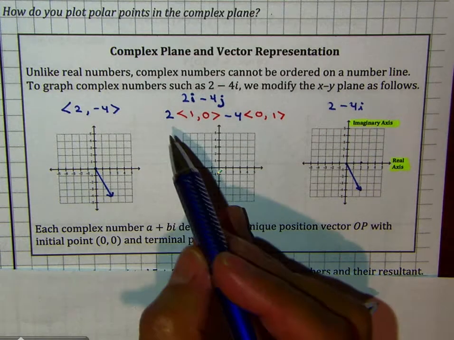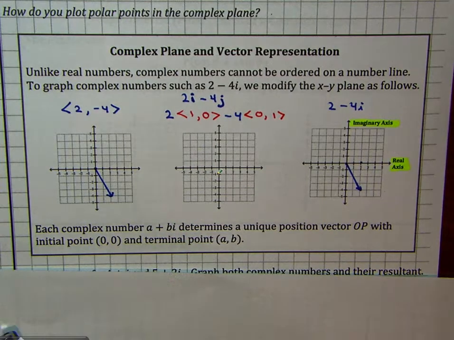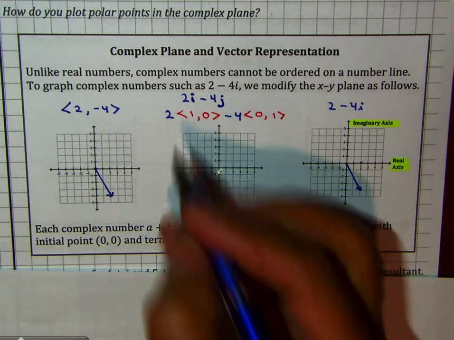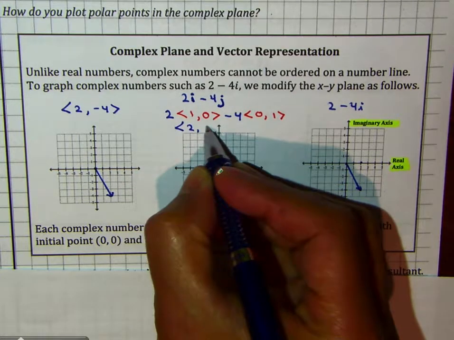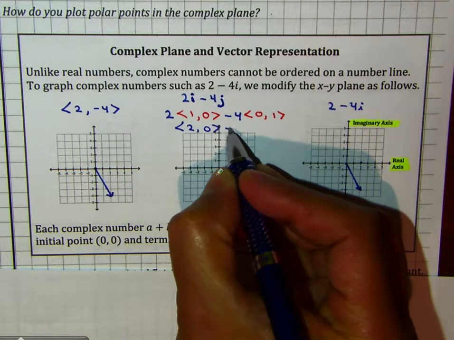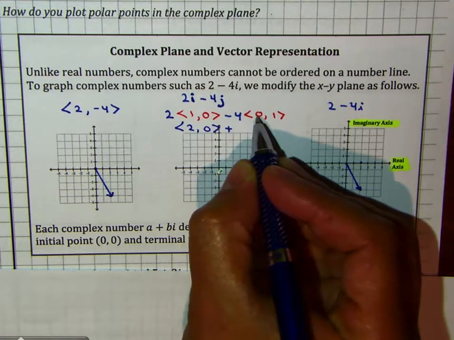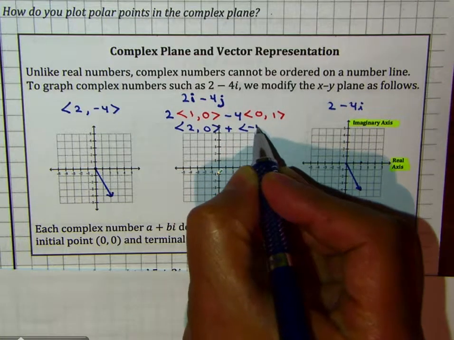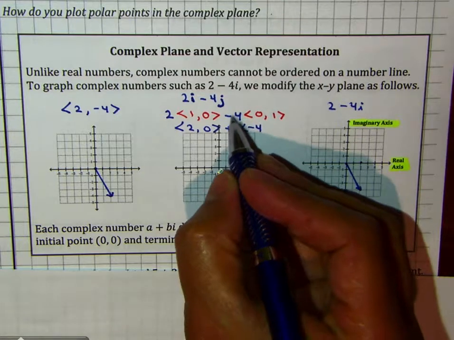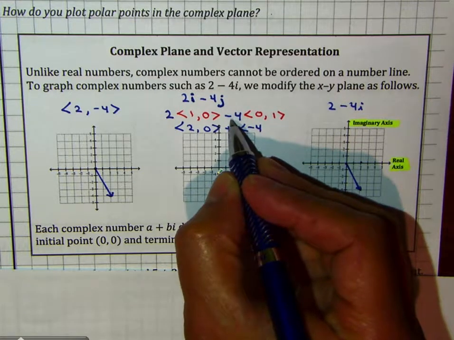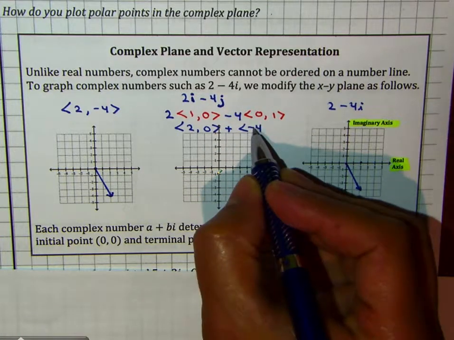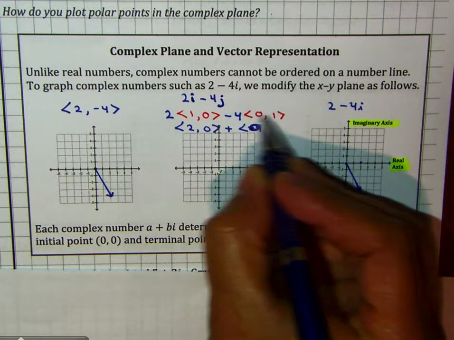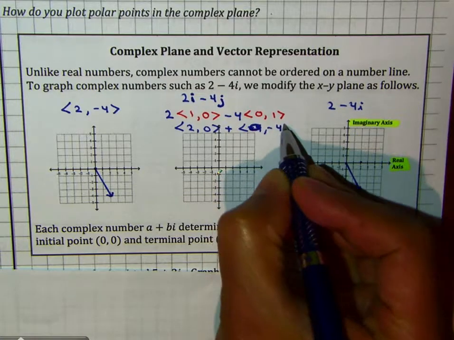Then we can multiply a vector by a scalar number. So 2 times 1 is 2. We just multiply each of the components. And 2 times 0 is 0. Then the scalar is -4. -4 times 0 is 0. -4 times 1 is -4.